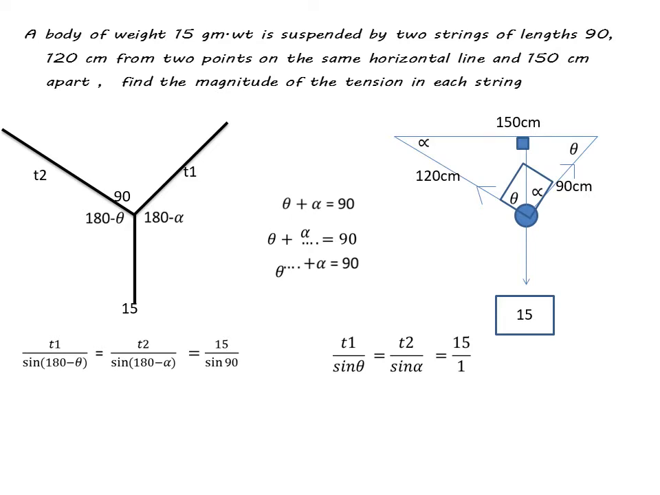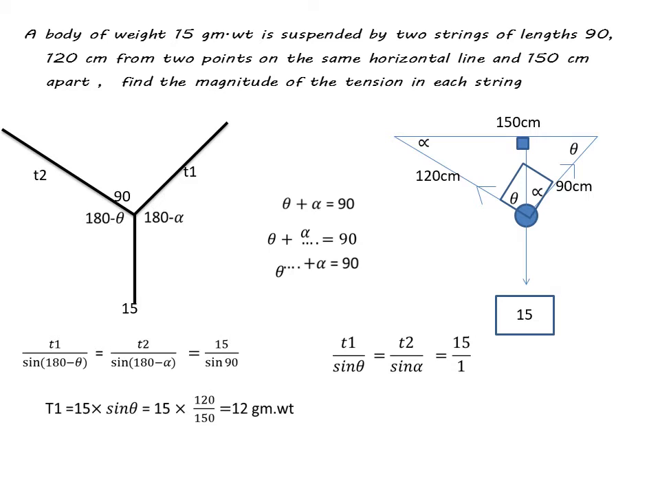It will be T1 over sine(120 minus theta) equal T2 over sine(180 minus alpha), finally equal 15 over sine 90. Simplify: sine(180 minus theta) equals sine theta, sine(180 minus alpha) equals sine alpha, then 15 over 1 equal T2 over sine alpha equal T1 over sine theta. How to find sine theta?